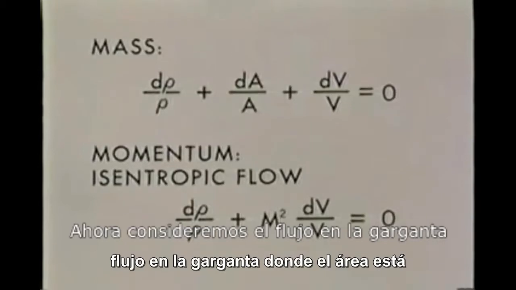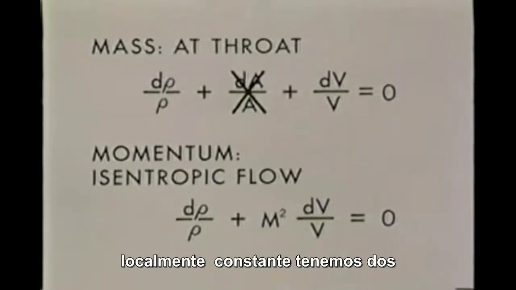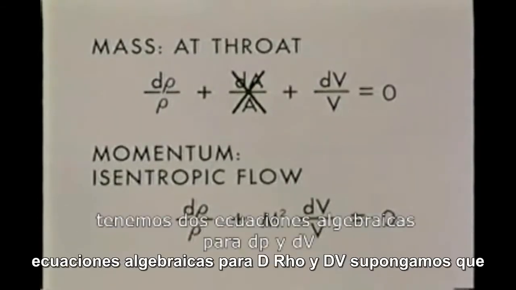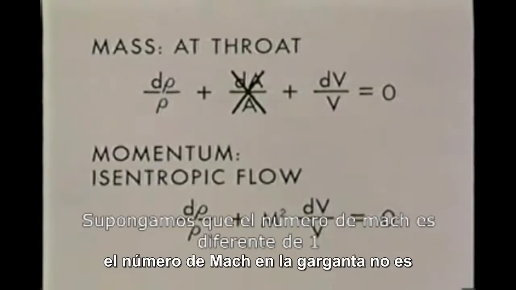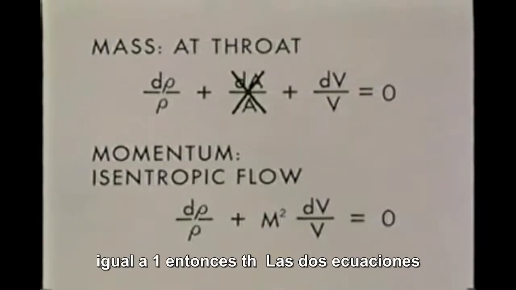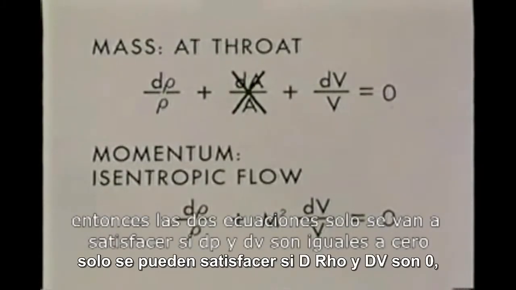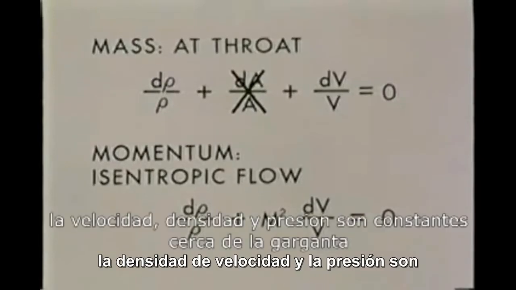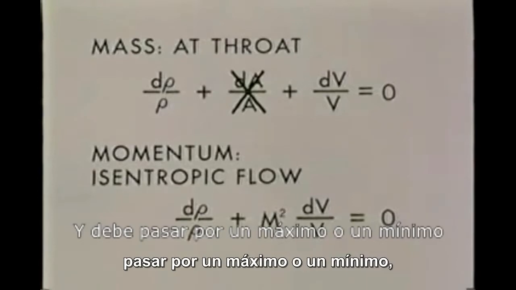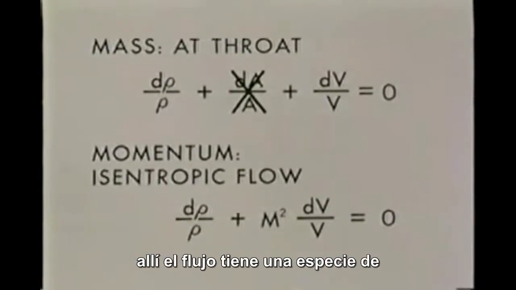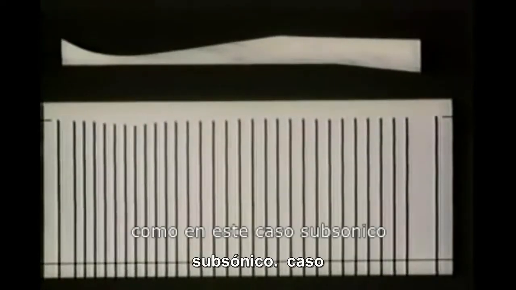Now let's consider flow at the throat, where the area is locally constant. We have two algebraic equations for d rho and dv. Suppose that the Mach number at the throat is not equal to 1. Then the two equations can only be satisfied if d rho and dv are 0. The velocity, density, and pressure are constant near the throat and must be going through a maximum or a minimum there. The flow has a kind of local symmetry about the throat, as in this subsonic case.